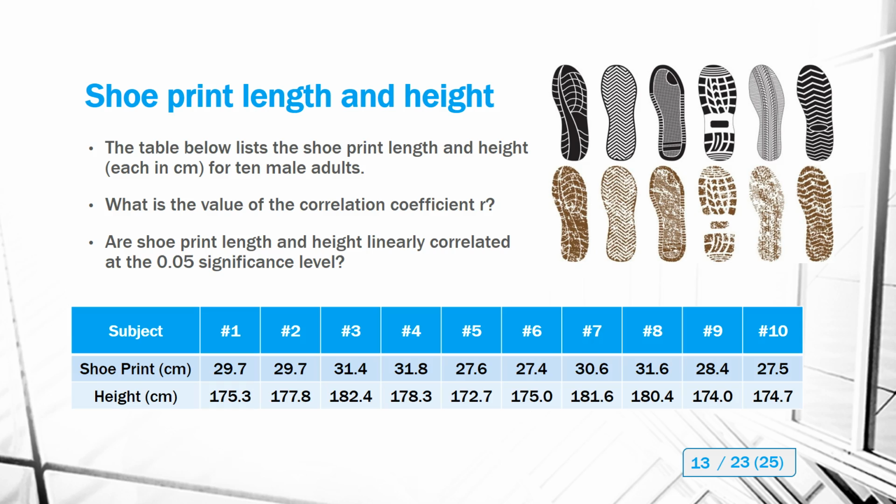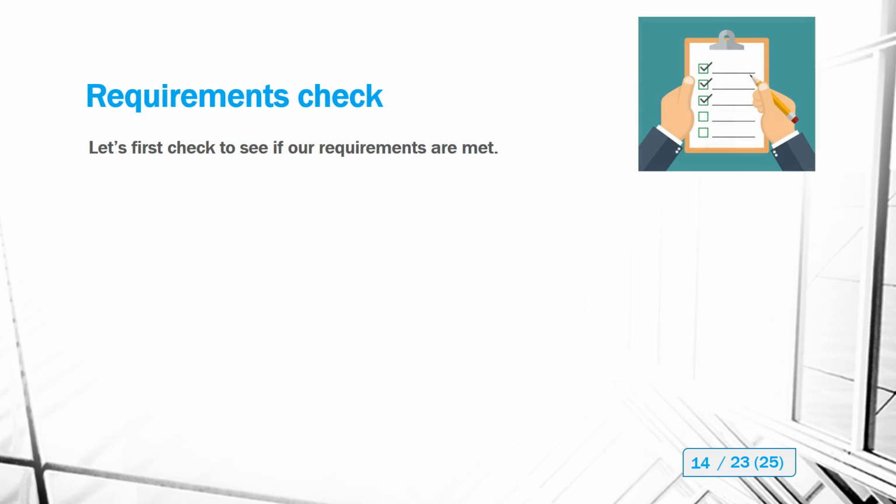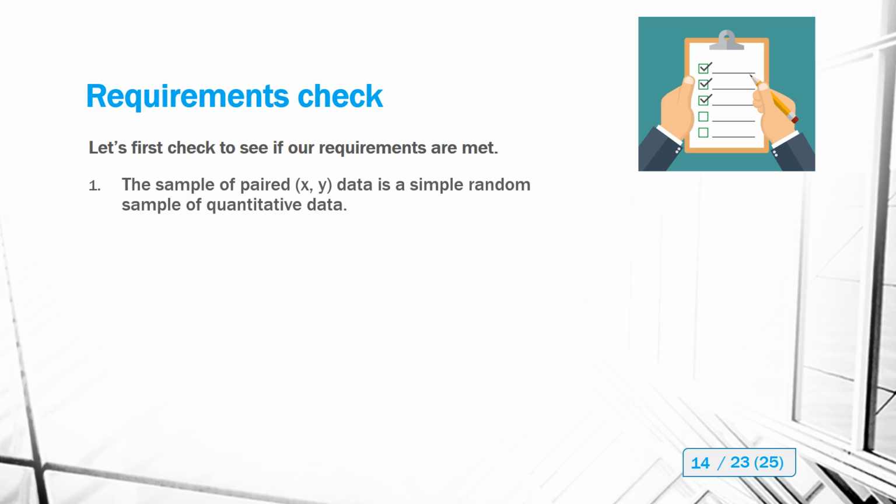Before we go into actually answering these questions, let's check to see if our requirements are met. The first requirement is that the sample of paired XY data is a simple random sample of quantitative data. So yes, we have a simple random sample, and there's no categorical data, no qualitative data in our data set. It's all numerical continuous data. That makes it quantitative.